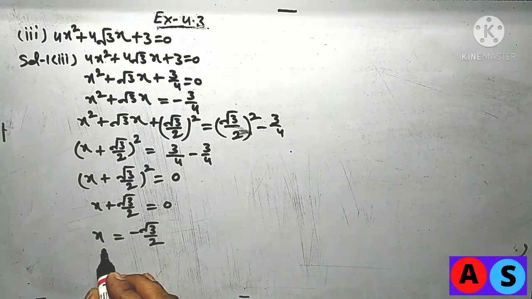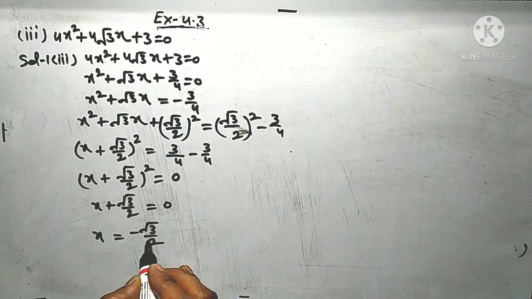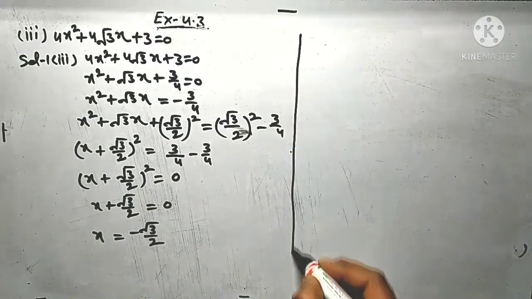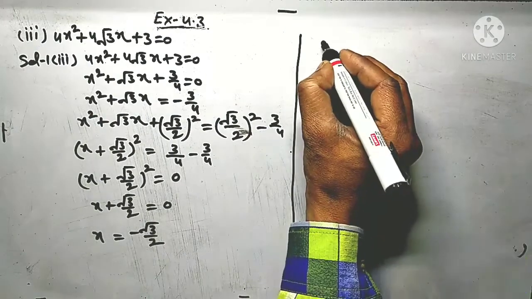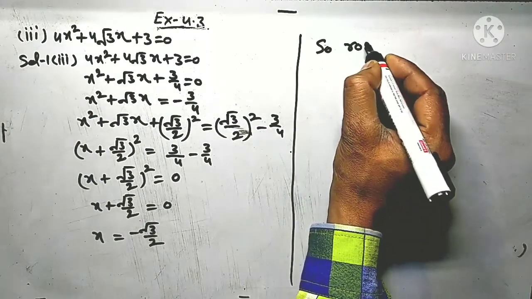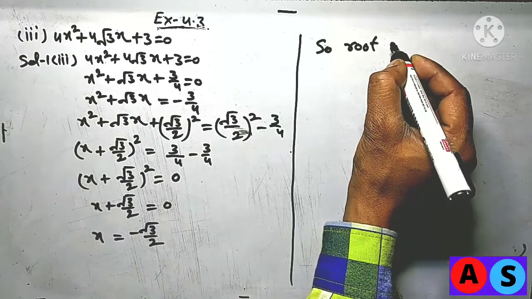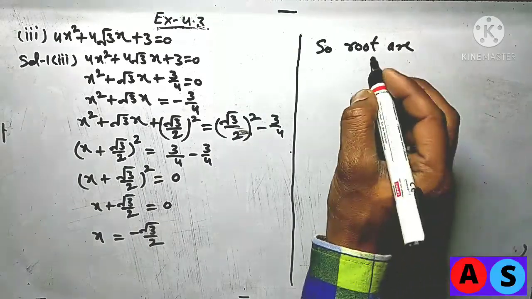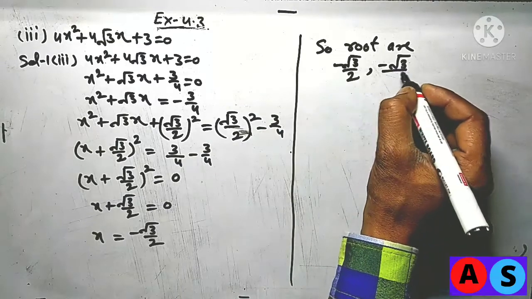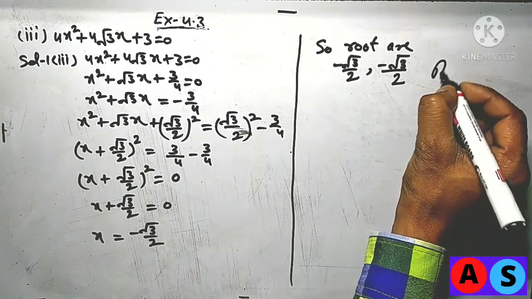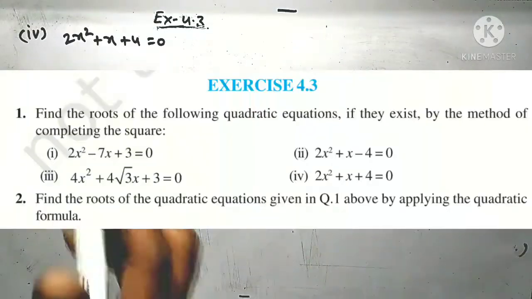Students, you see that we get only one root, but you know every quadratic equation has 2 roots. So roots are minus under root 3 over 2, comma, minus under root 3 over 2. Answer. Students, part 4.